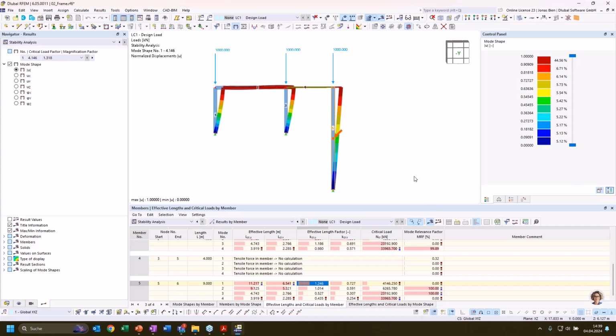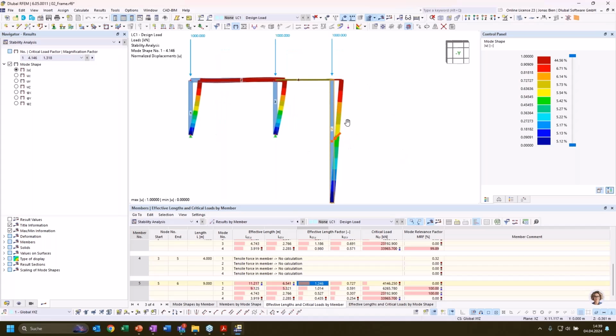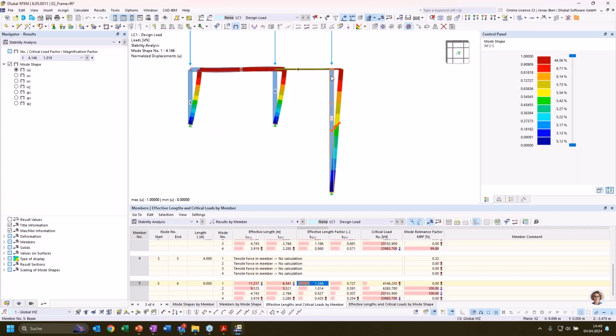And in fact, when we look a bit closer, we can see that the column has no local deformation. It's just rigid body motion that comes from the two-hinged frame.